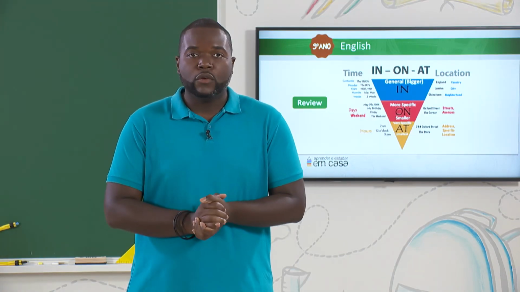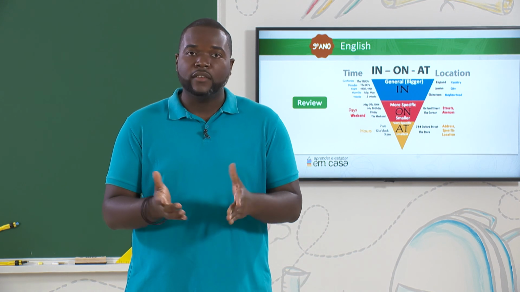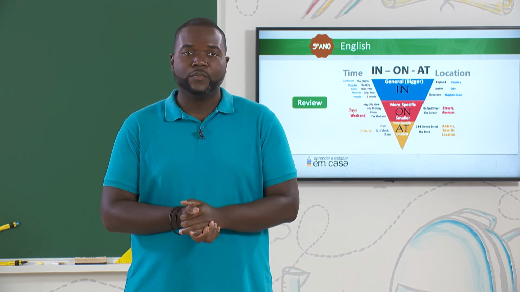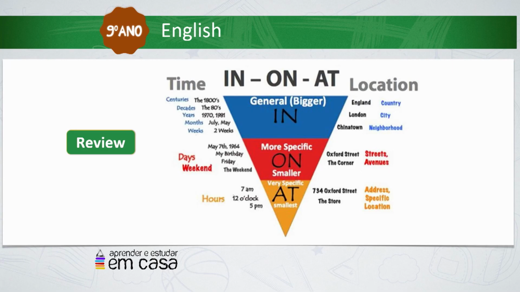Okay, students, before we finish today's class, let's do some review. In today's class, we saw how we use in, on, or at as prepositions of time and prepositions of place. We saw that we use in as a preposition of time when we talk about centuries, decades, years, months, and weeks. On as a preposition of time when we talk about days or weekends. And at when we talk about hours.